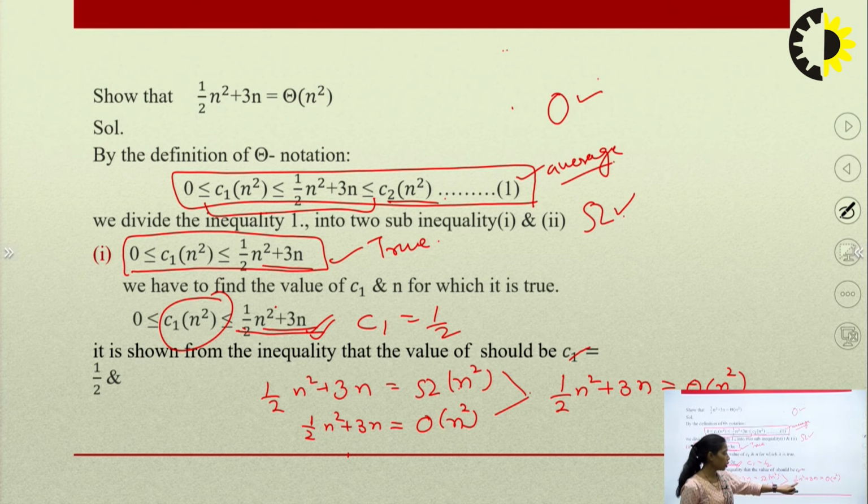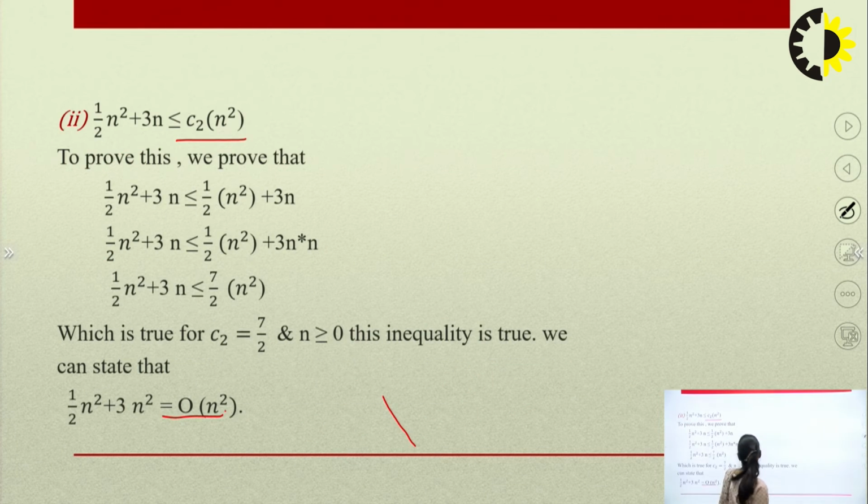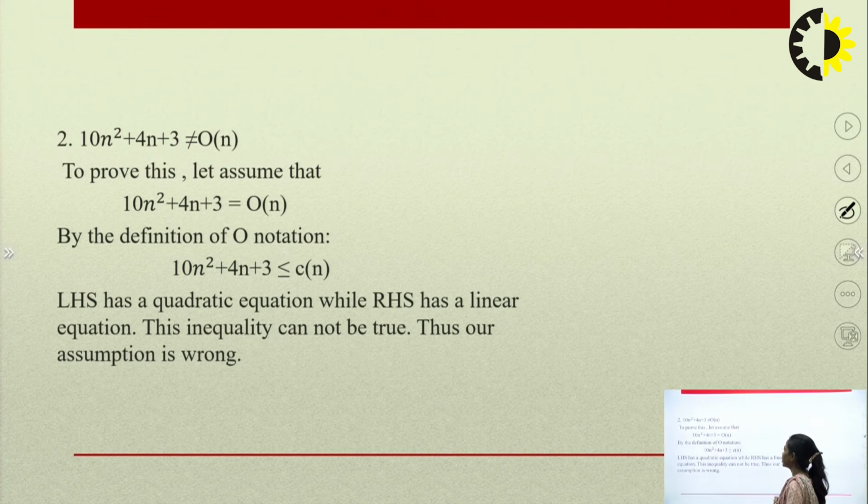To prove the average case complexity, it requires to prove it lies between the best case complexity and worst case complexity. Hope it is clear. So now we come to our next question. Our next question is 10n square plus 4n plus 3 is not equal to big O of n.